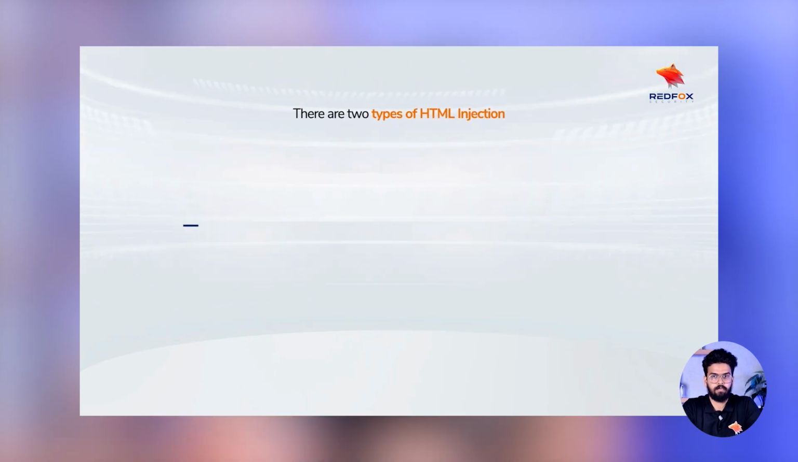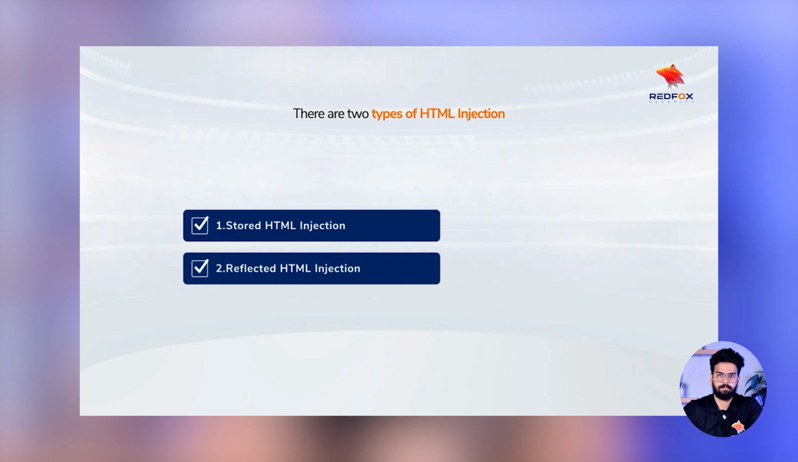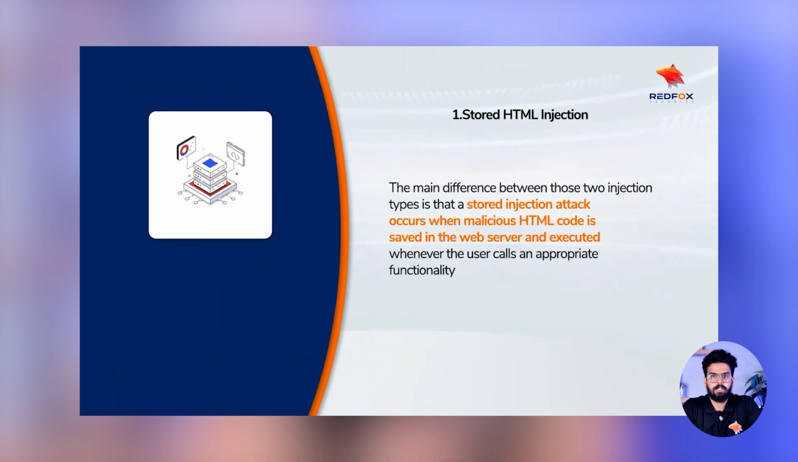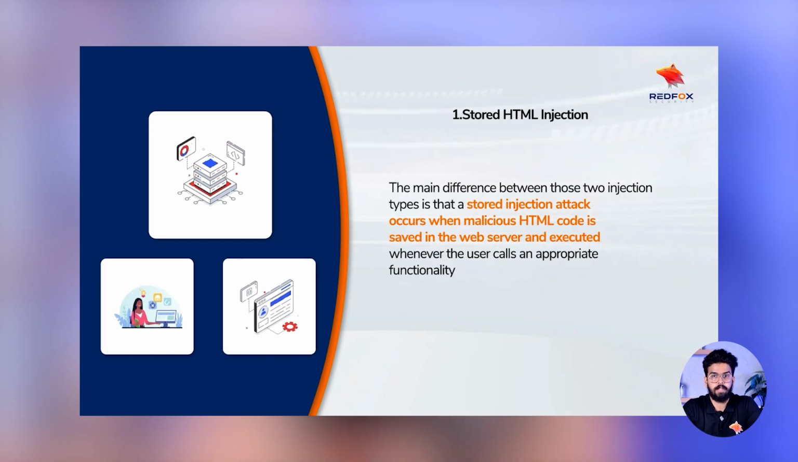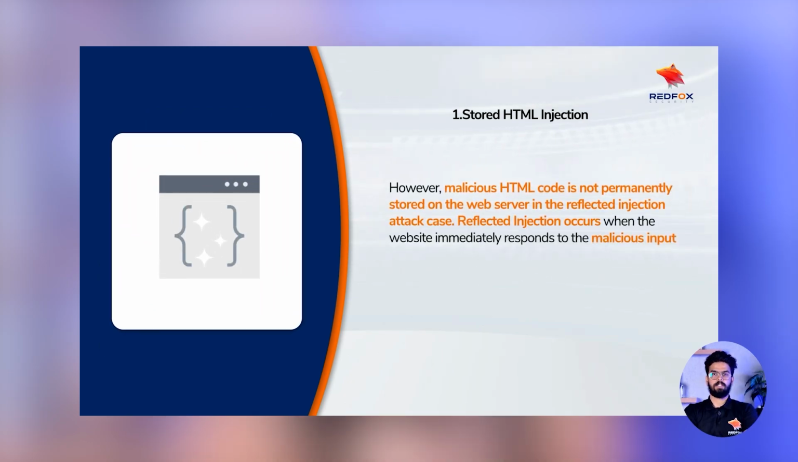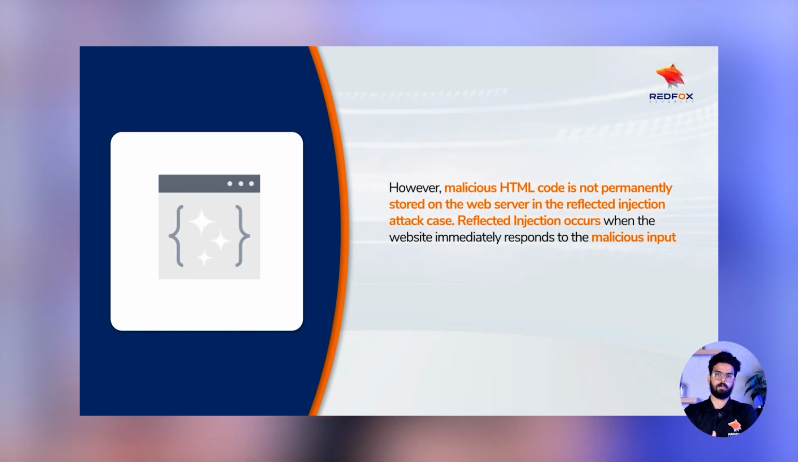Moving on to the types of HTML injection, there are two main types, which are stored and reflected HTML injection. Let's understand each one in detail. Let's begin with stored HTML injection. The main difference between those two injection types is that a stored injection attack occurs when malicious HTML code is saved in the web server and executed whenever the user calls an appropriate functionality. However, malicious HTML code is not permanently stored on the web server in the reflected injection attack case. Reflected injection occurs when the website immediately responds to the malicious input.